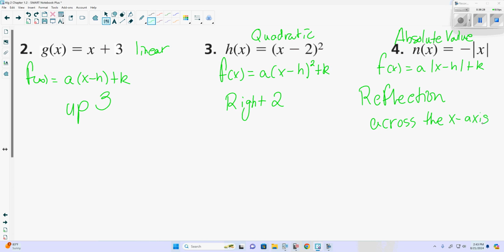I do have the question every year, do we have to write across the x-axis? Well, yes, because we do technically have across the y, so we do need to distinguish between the two. So reflection across the x-axis. Questions on this here?